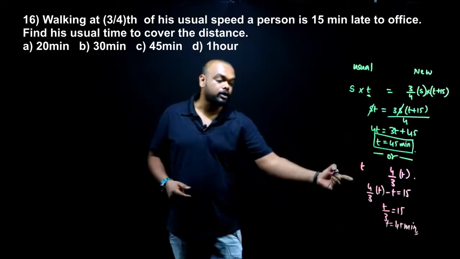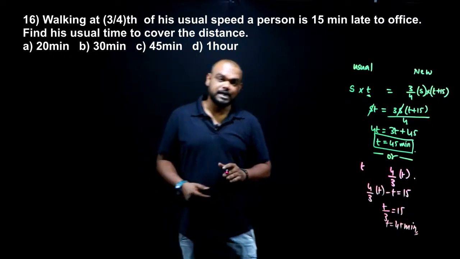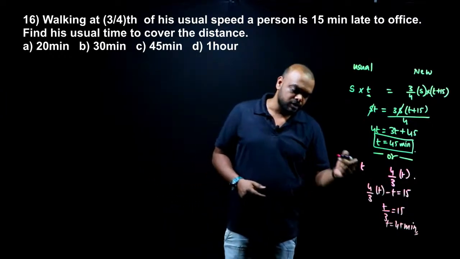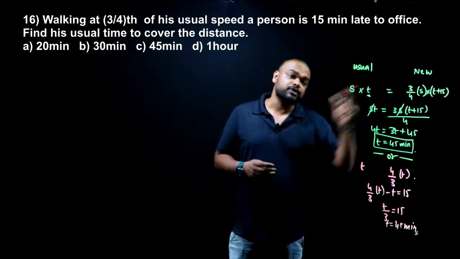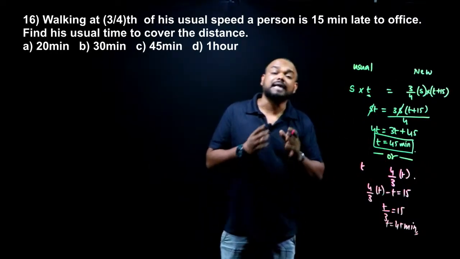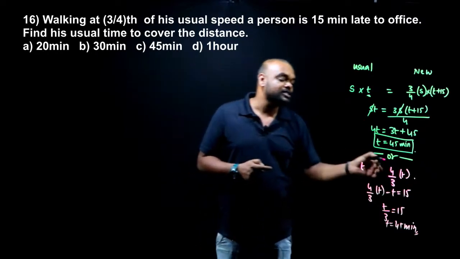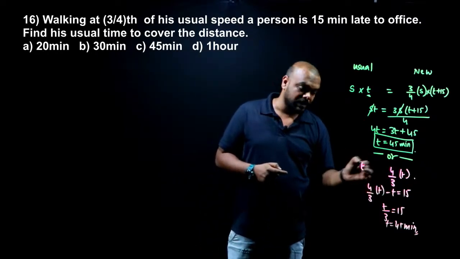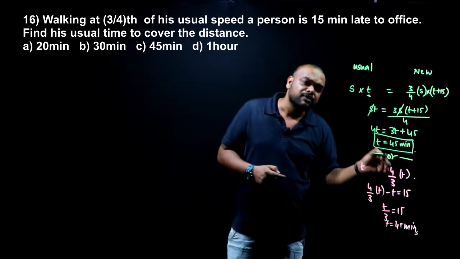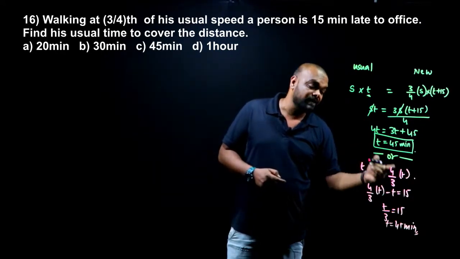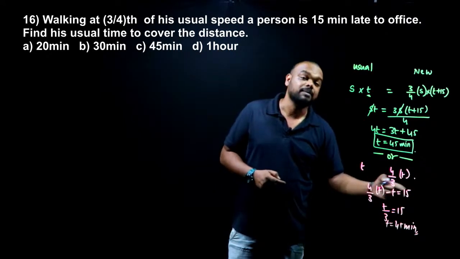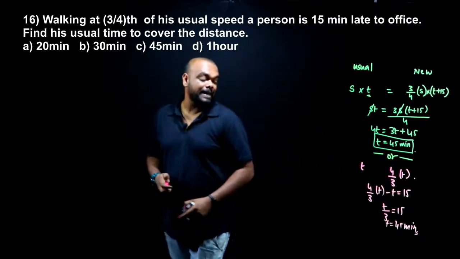Much simpler compared to this, using the reverse proportionality. I am repeating that. Let us assume usual time is t. Now new speed is 3/4 of the usual speed. Speed becomes 3/4 means the time should become 4/3. So the new time will be 4/3 of usual time, that is t. And here he is 15 minutes late. It means it takes 15 minutes more than this time. So the difference between this minus this is 15 minutes. If you solve that, you'll get directly time as 45 minutes.